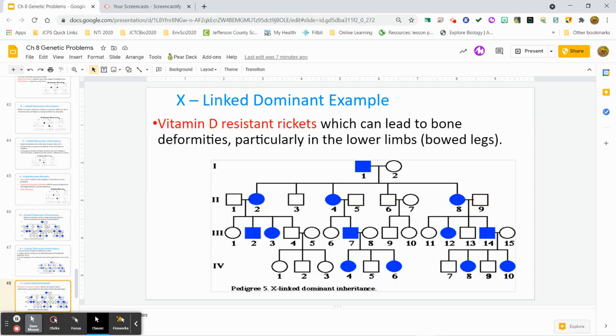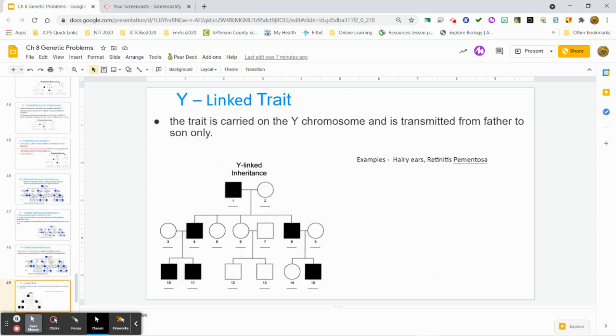Vitamin D resistant rickets is an example of that. And this is Y-linked. So the trait is carried on the Y chromosome and it is transmitted from father to son only. If it's carried on the Y, the females are not affected. So the father will affect all of his sons.